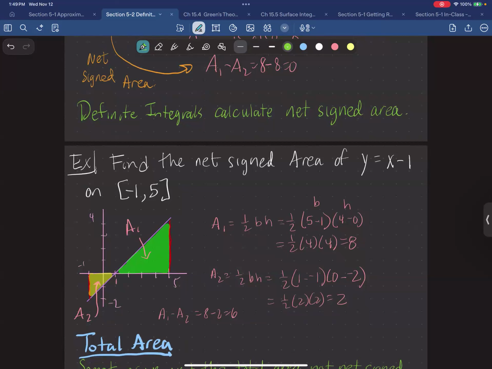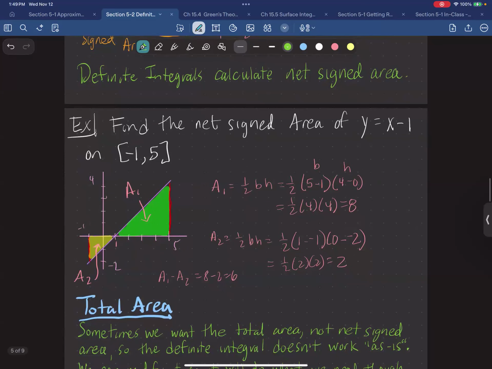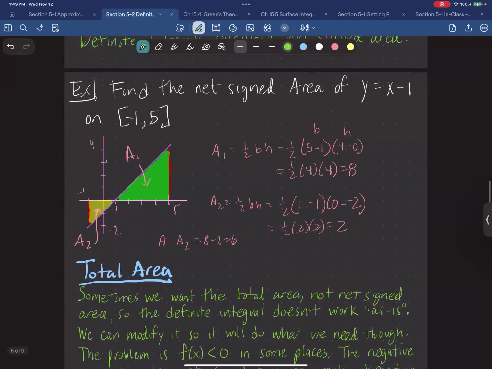So what if we don't want net signed area? What if we don't want to subtract out the bottom? What if we really want to have the total area? When we want the total area, the definite integral doesn't work as it is. We can't just do the integral from a to b of f of x dx. We can modify it so that it will do what we want, though. The problem is over here, where f of x is negative. F of x less than 0 is a problem.